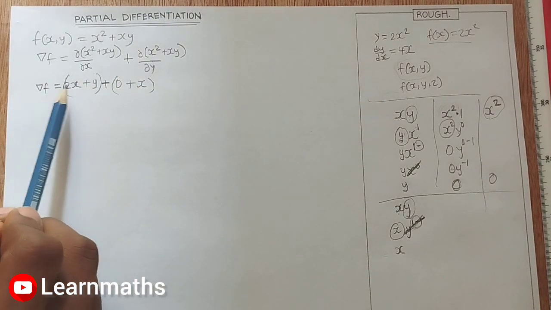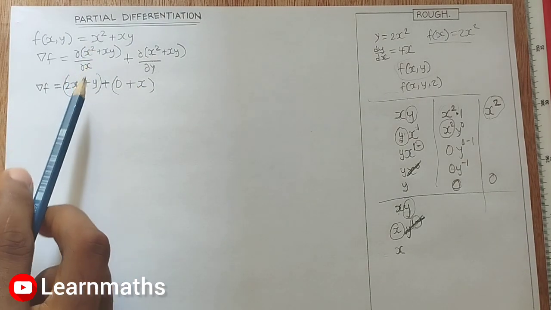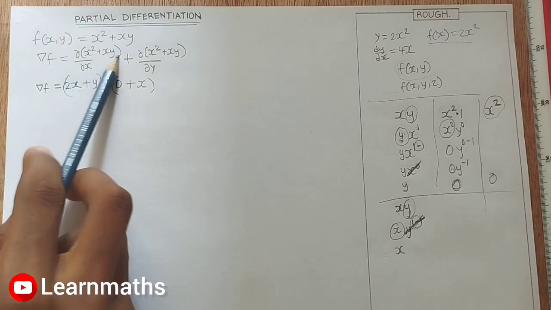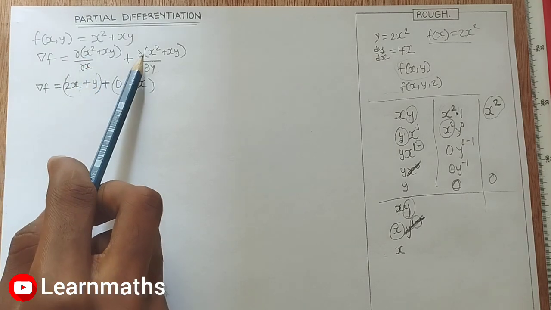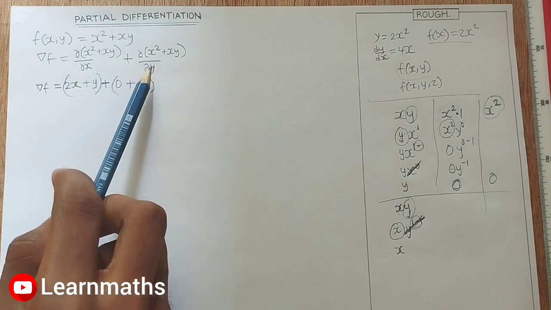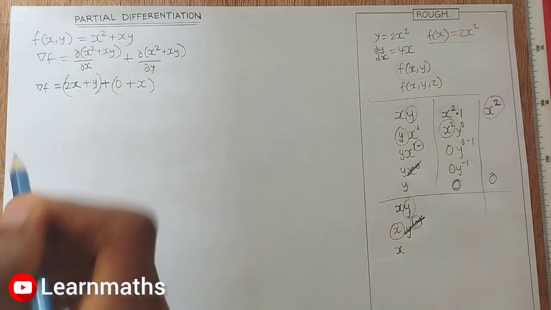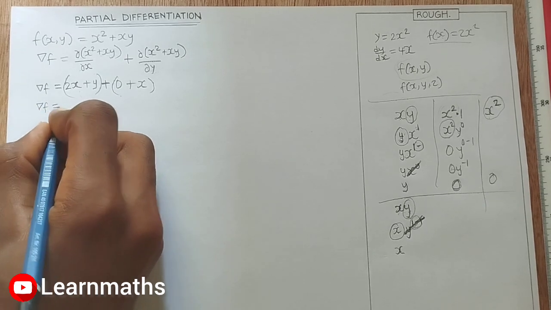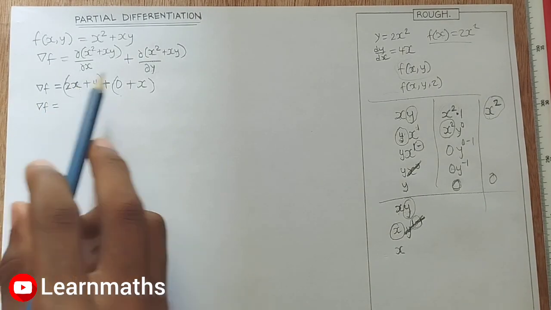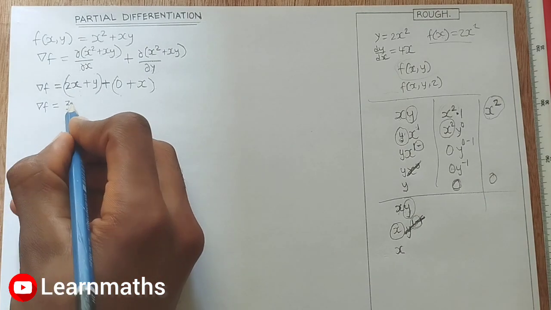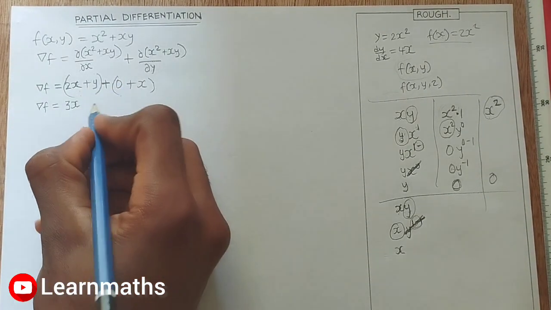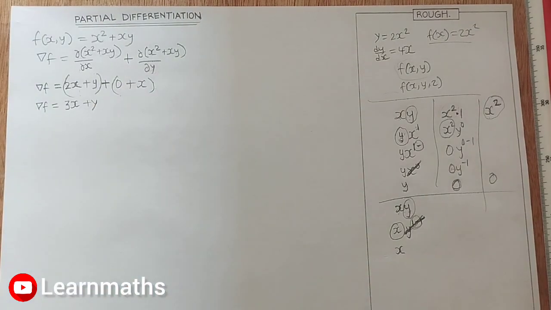Alright, so this is the partial derivative of this function with respect to x, right? We differentiated this function with respect to x, gave us this, and then we differentiated the same function with respect to y, gave us this, right? So the final answer, that's the gradient of this function, is going to be, this is 2x, and this is x, that's a total of 3x, right? Then this is y. Alright, so that will be the differential of this function with respect to x and y, right? Okay, let's take another example to make us understand better.